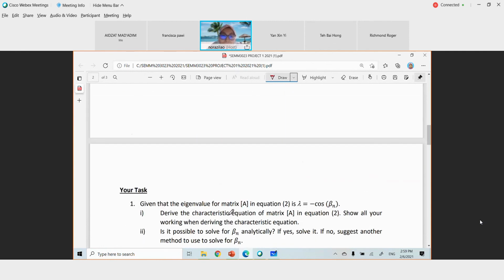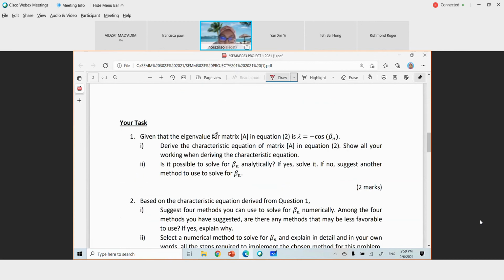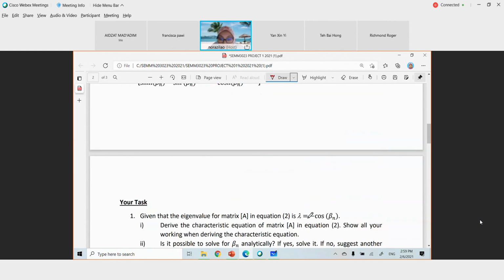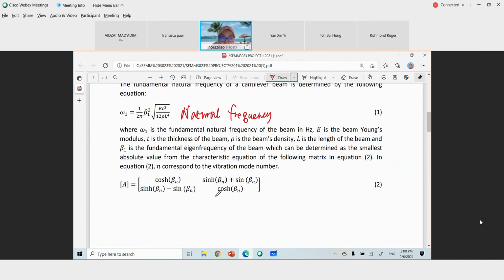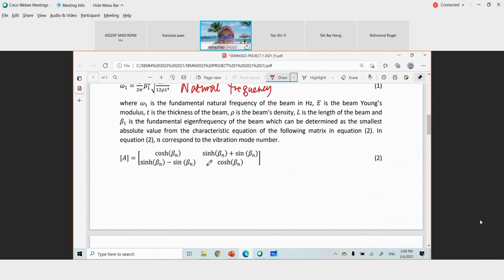Your task, based on this cantilever beam problem: given that the eigenvalue for matrix A in equation 2 is lambda equals cos beta n, you must rearrange this A matrix to show that lambda equals minus cos beta n. Then derive the characteristic equation of matrix A. How can you produce this characteristic equation?